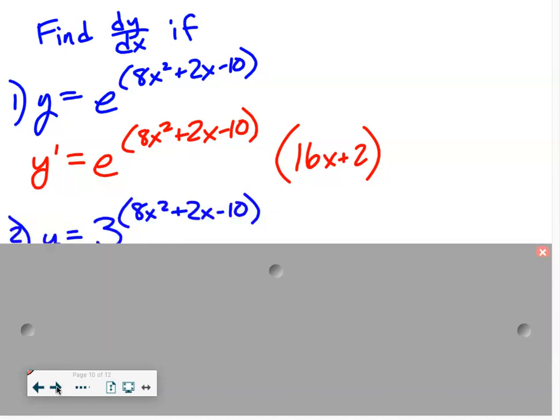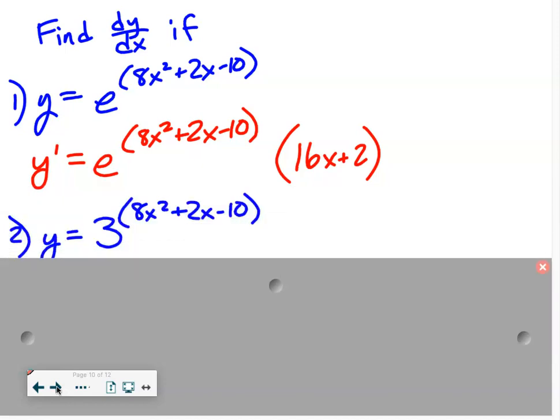Let's do the same thing where it's not base e. Let's do it where it's base 3. This was the one that you got in the screencast on Friday with the sub that you all loved.